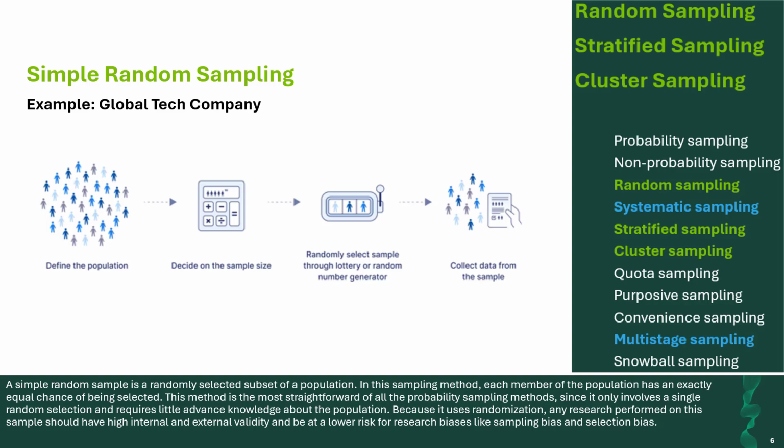A simple random sample is a randomly selected subset of a population. In this sampling method, each member of the population has an exactly equal chance of being selected. This method is the most straightforward of all the probability sampling methods, since it involves a single random selection and requires little advanced knowledge about the population. Because it uses randomization, any research performed on this sample should have high internal and external validity and be at lower risk for research biases like sampling bias and selection bias.